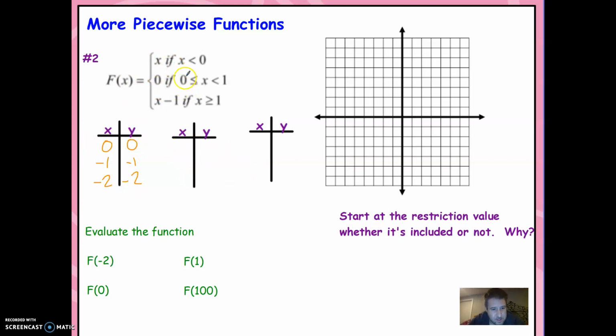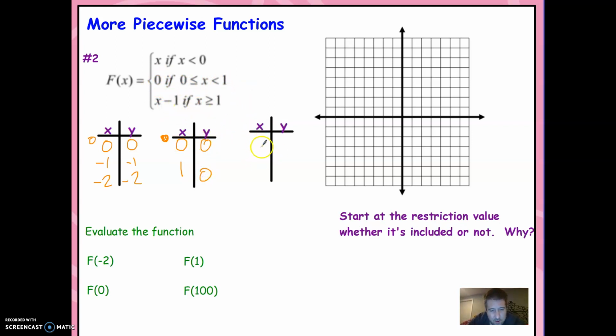And the second piece is from 0 to 1. So 0, keep in mind this is an open circle because it is not or equal to. And this one is a closed circle. 0 to 1 would be 0 and 1. That's it. And if I put 0 in for x, there is no x, the answer is 0. So the answer is 0 no matter what.